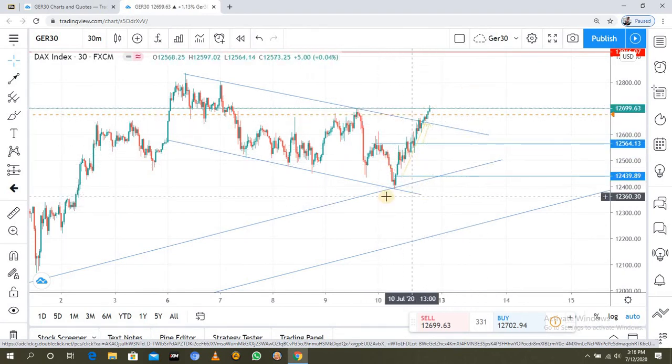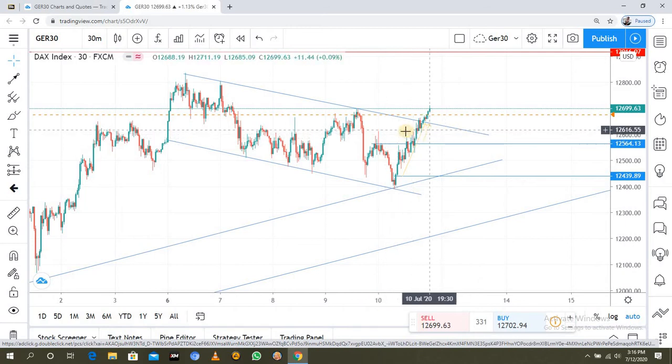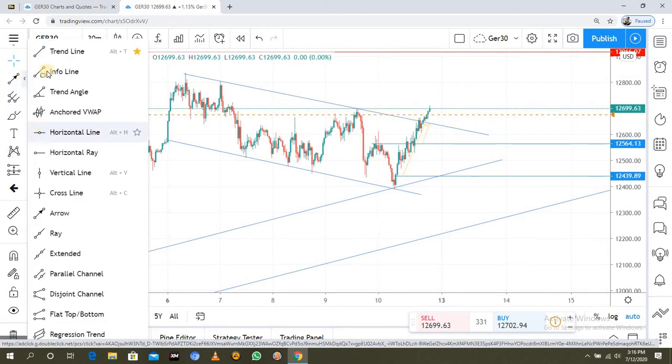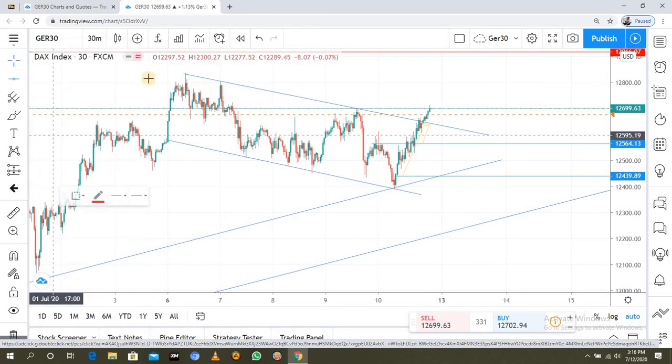But for those who know how to adjust stop losses, they just adjust their stop loss and their take profit and then hold this candle. But for this week, there's a higher point here.